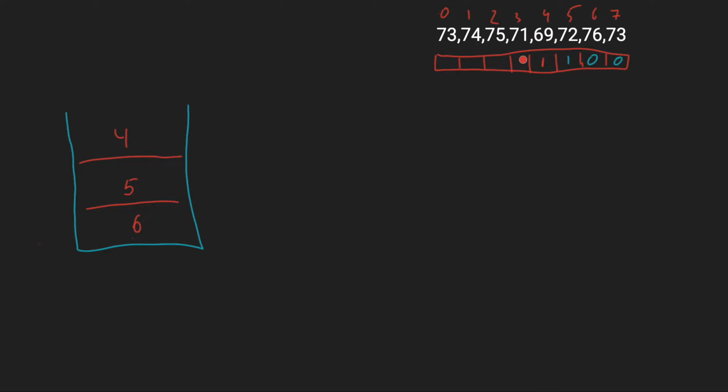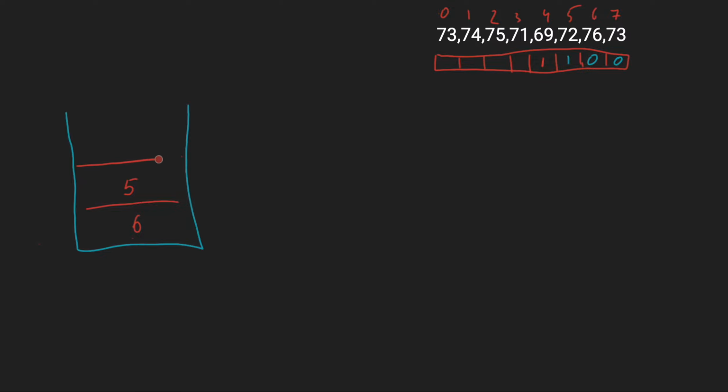71 is more than 69. In that case, we need to take values from our stack until the value at the top of the stack is greater than the current value. So in this case we are taking 4 out, because 69 is less than 71. How about 72? 72 is more than 71. So we are adding 4 here.